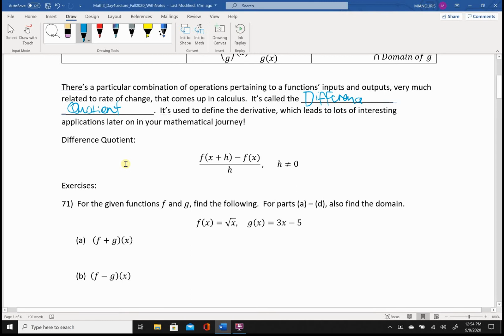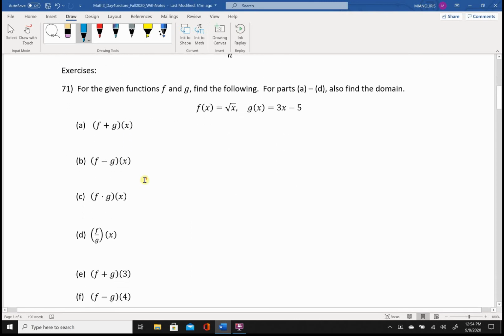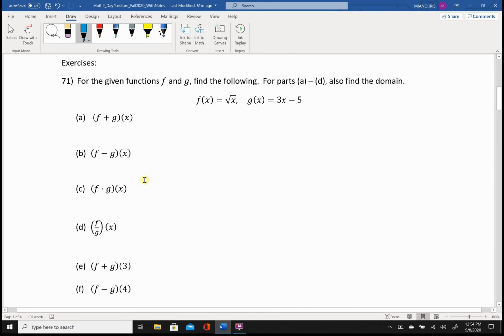Okay, so that's the brief introduction that I have to this material. I think it's most advantageous for us to just start practicing. So here are two functions. f of x is the square root of x, g of x is 3x minus 5. So let's go ahead and find the function sum, difference, product, and quotient in parts A through D along with their domains. And then, of course, we'll find the output values of specific inputs for E, F, G, and H.